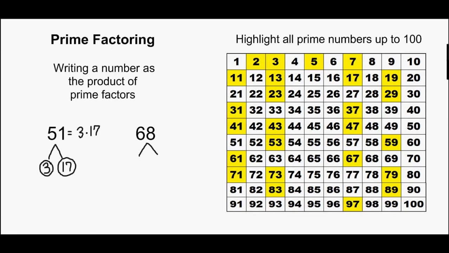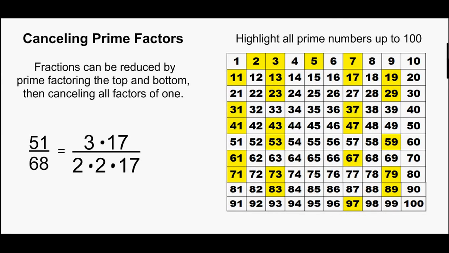68 can be written as 2 times 34. 2 is prime, circle it. 34 can be written as 2 times 17. Circle the 2, it's prime, and 17 is prime. 68 is 2 times 2 times 17.